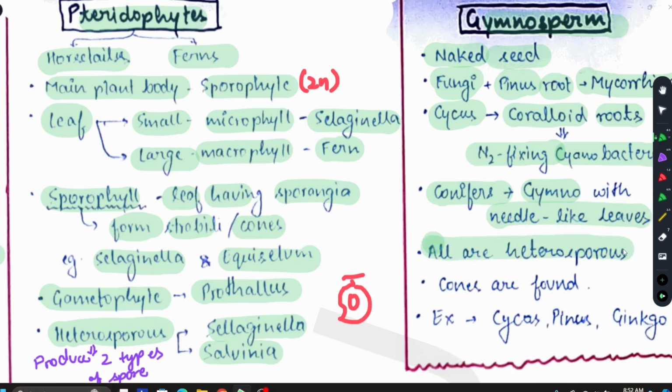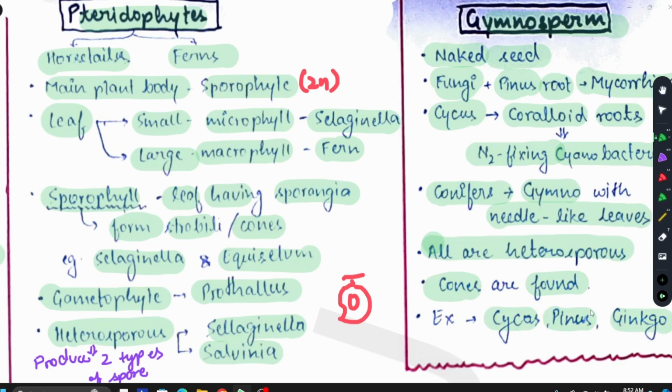All gymnosperms are heterosporous, but in pteridophytes you have seen Selaginella and Salvinia are the two pteridophytes which were heterosporous, and most of the pteridophytes were homosporous. But in gymnosperms, all gymnosperms are heterosporous, that is, they produce two different types of spores. Cones are found in the gymnosperms, and examples are Cycas, Pinus, and Ginkgo.